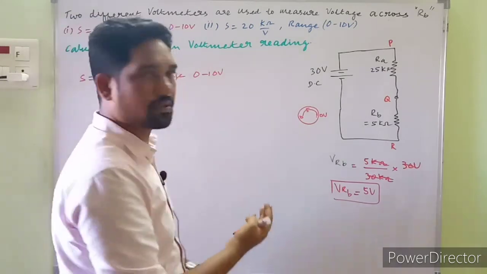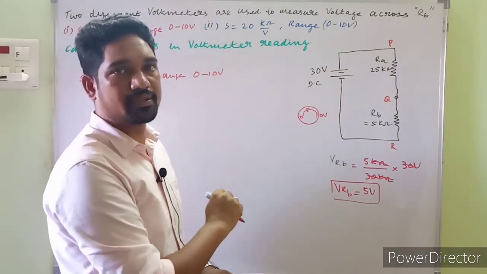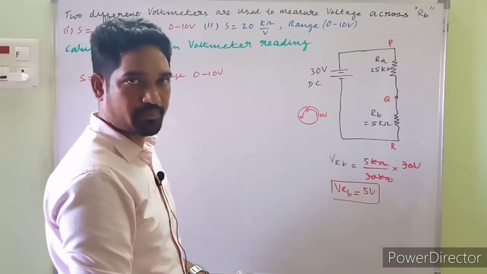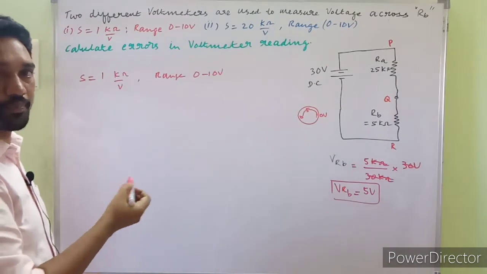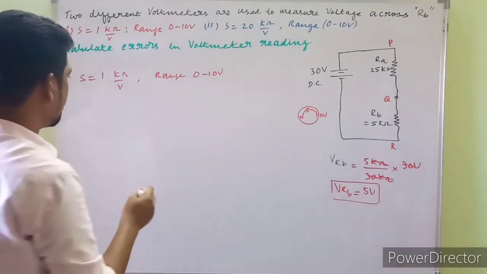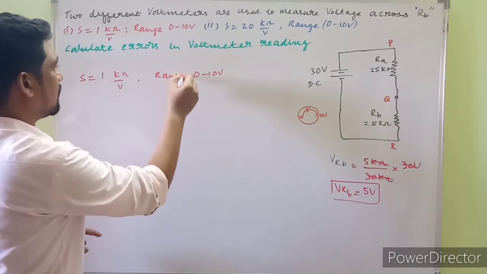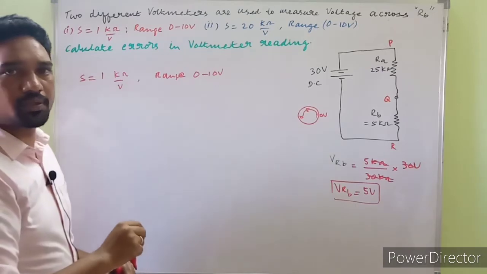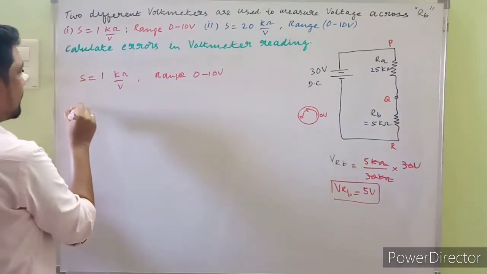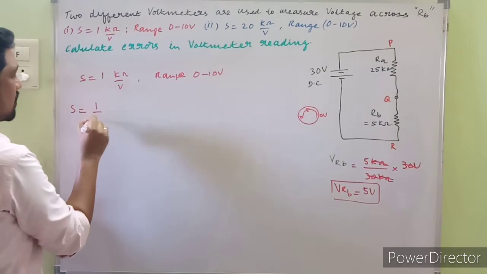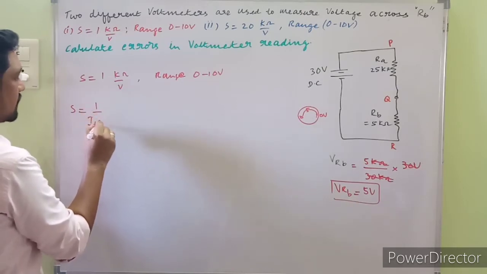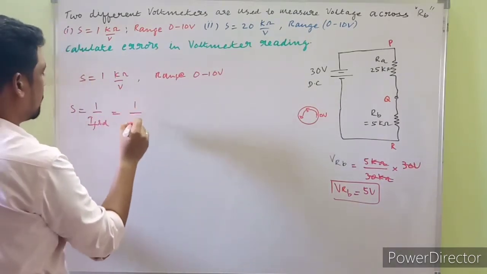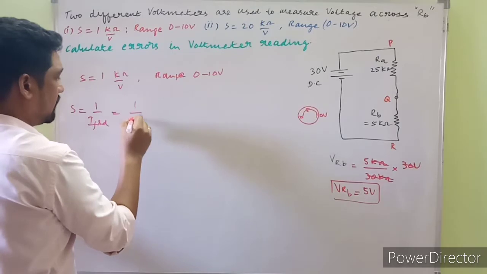To proceed ahead with the numerical, we need to evaluate the internal resistance of the basic meter of meter 1 and meter 2 individually. Then we have to proceed to see what amount of error is produced by individual meters. In order to evaluate the internal resistance of the basic meter, we make use of the equation for sensitivity. Sensitivity S is given as 1 upon IFSD, the full scale deflection current. In the given question we are not given IFSD, so we use the equation 1 upon the current, which is V by Rm.